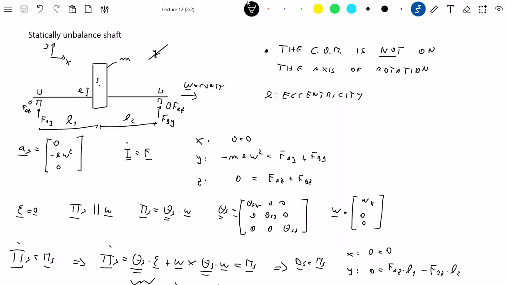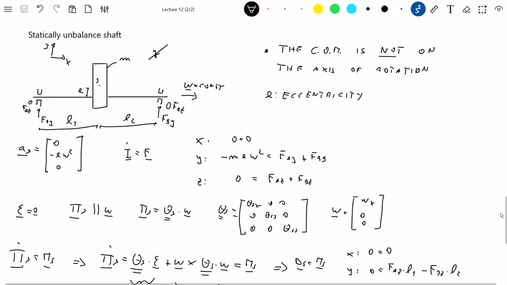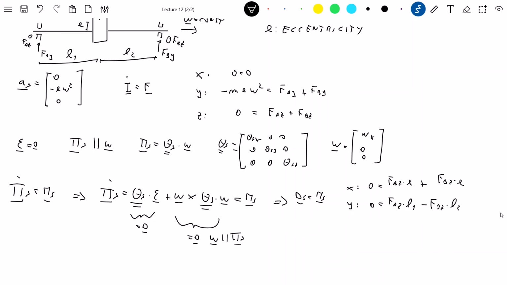yes. So okay, I will pause it 1 second and think one thing. It was a good idea to pause because here there is a mistake. This is not 0 because F_AZ and F_BZ have a moment with respect to point S in the x direction. So this should actually be F_AZ times e plus F_BZ times e, okay?